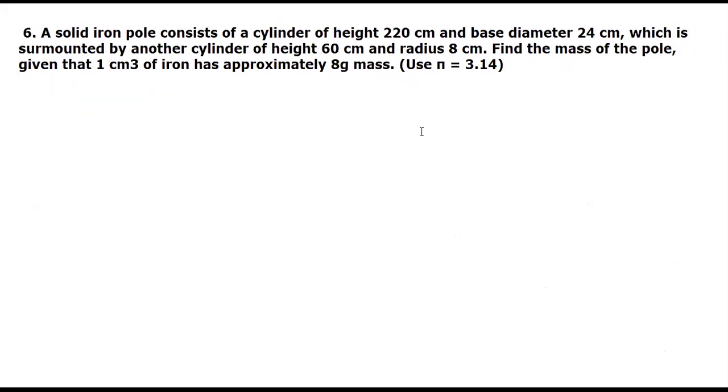Next question is, a solid iron pole consists of a cylinder of height 220 centimeters and base diameter 24 centimeters. So there is a cylinder. This is the cylinder.